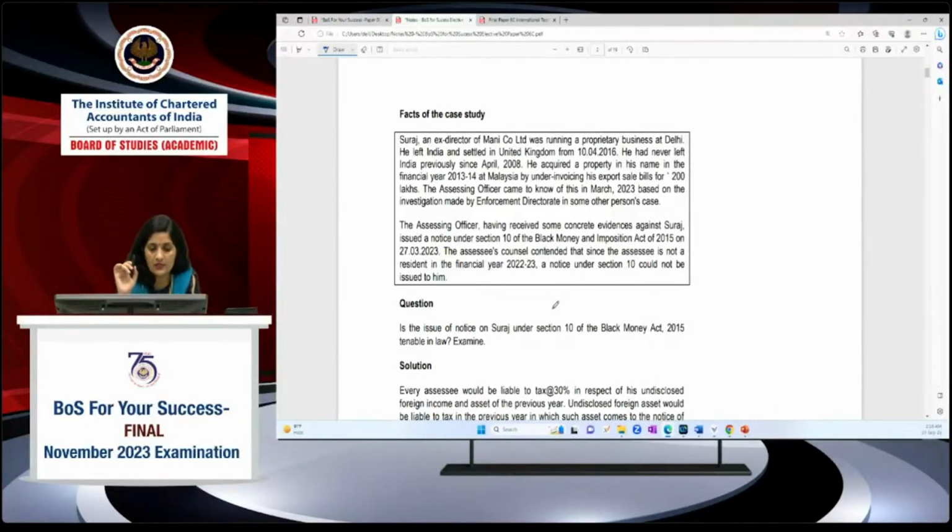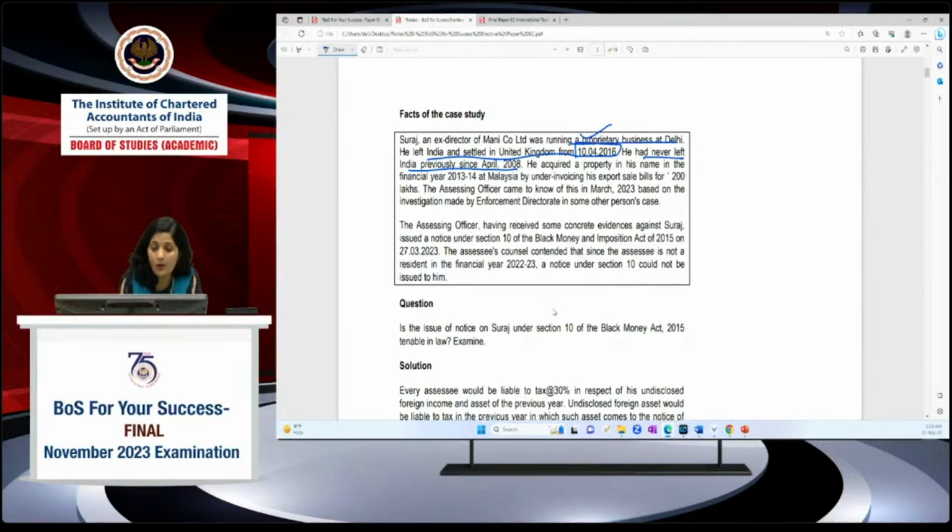Here Suraj, an ex-director of Mani Company Limited, was running a proprietary business in Delhi. He left India and settled in UK from 1/4/2016 से. He had never left India previously since April 2008. मतलब नहीं किया था, 2016 तक तो थे वो यहाँ पे, अप्रैल 2008 से वो यहाँ पे थे इंडिया में.